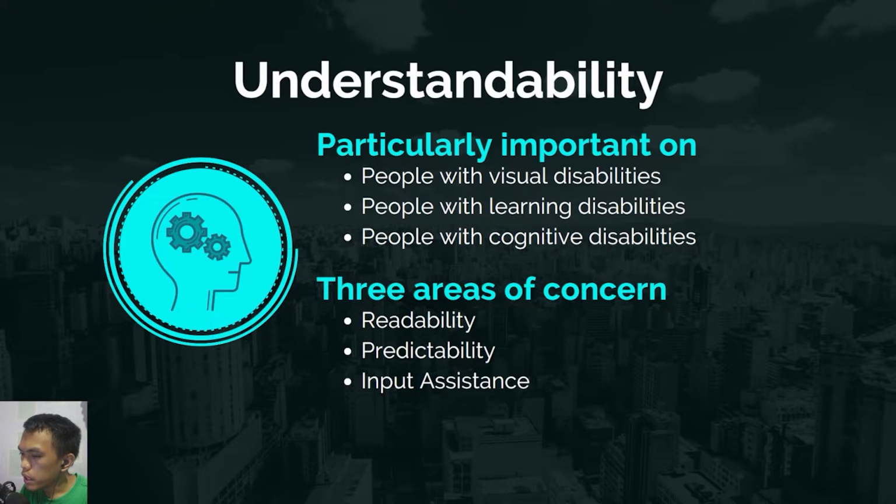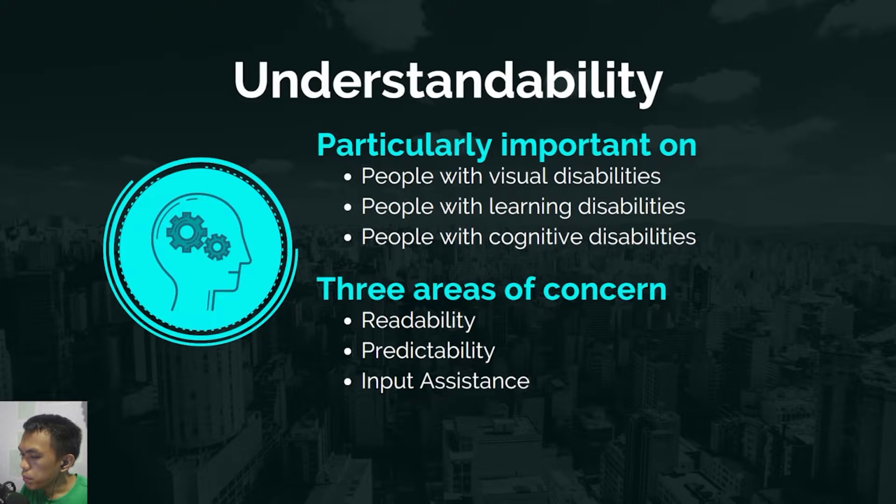Understandability is also divided into three areas of concern. First is readability. Some people with disabilities experience challenges when recognizing written words or when inferring the meaning of a word from context. Your web content should make this process as easy as possible by identifying the language or languages that the text is written in as well as any unusual words or abbreviations.